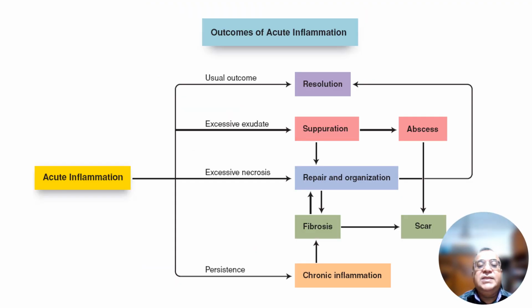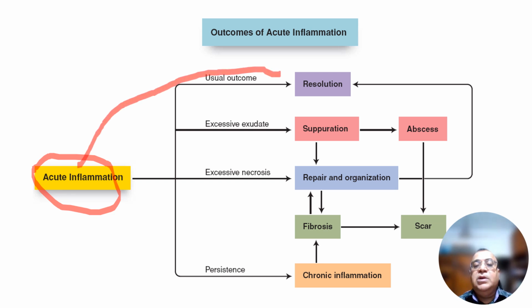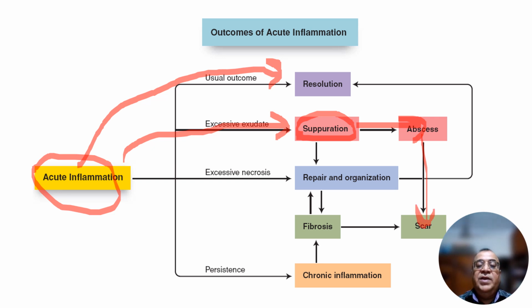This flowchart is summarizing the events. Acute inflammation may undergo resolution, complete resolution, that is the usual outcome, or if there is excessive exudate, there will be formation of suppurate, and this is suppuration and abscess formation. Abscess formation may directly lead to the formation of a scar. When there is excessive necrosis of the tissue, it will lead towards the repair and organization of this site, and there will be fibrosis.